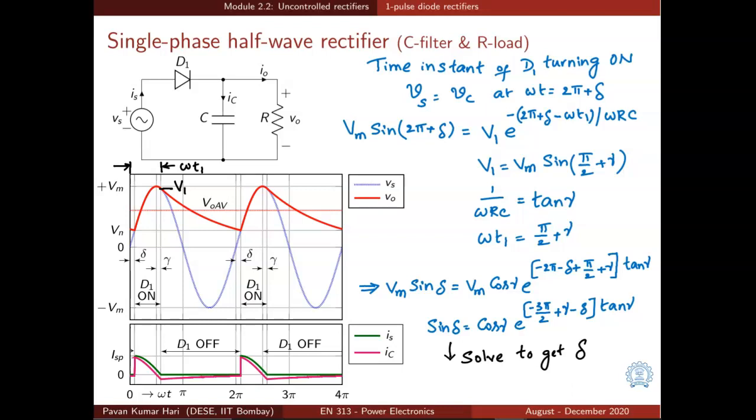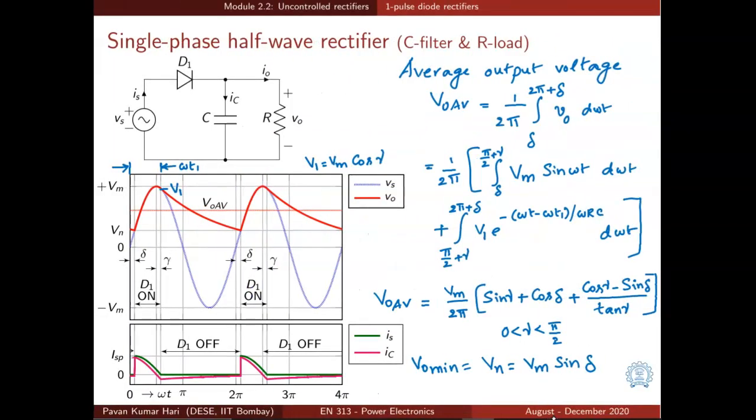We know that V1 is equal to Vm sine (pi by 2 plus gamma), and 1 by omega RC can be written as tan gamma, as discussed earlier. So we can arrive at this relation: sine delta is equal to cos gamma multiplied by e power minus (3 pi by 2 plus gamma minus delta) times tan gamma. We can solve this equation iteratively to get the value of delta, and that gives us the time instant at which the diode turns on.